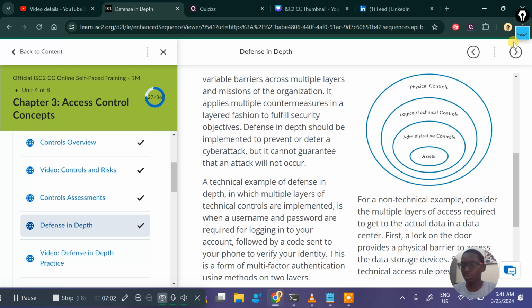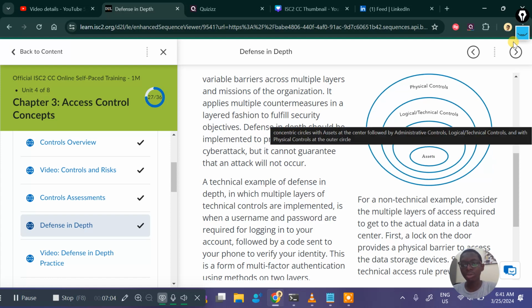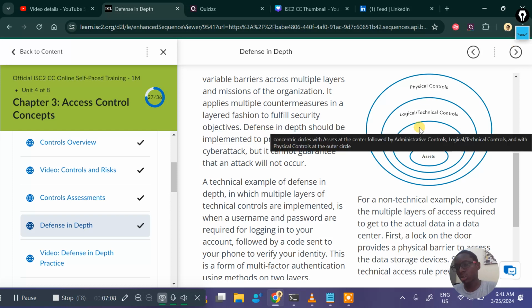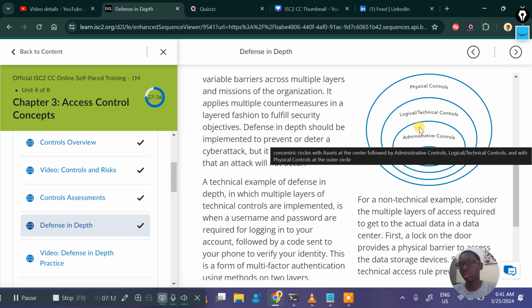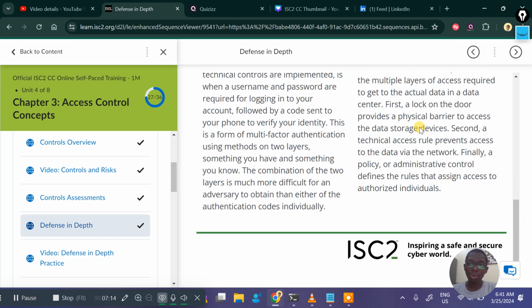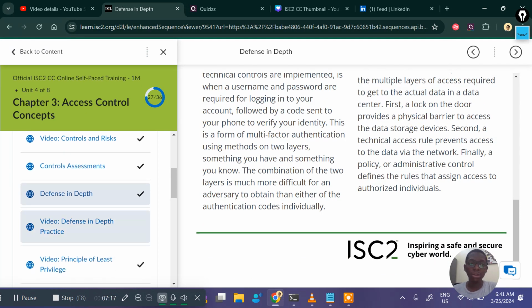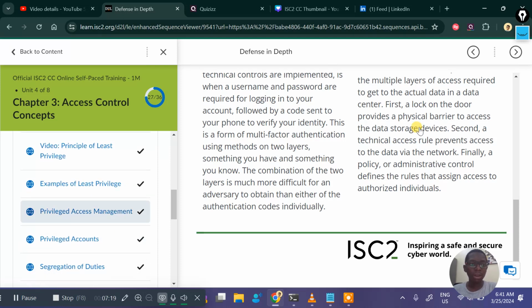Physical controls are physical, of course, like a fence, bollards, the door locks, the turnstiles, whatever it is. The logical technical controls would be the firewalls, the usernames, passwords, and all those things. And the administrative controls would be the policies, right? So that is about defense in depth, and we have some videos there.